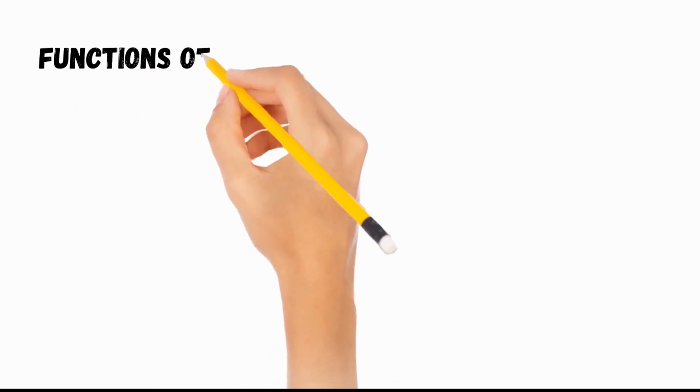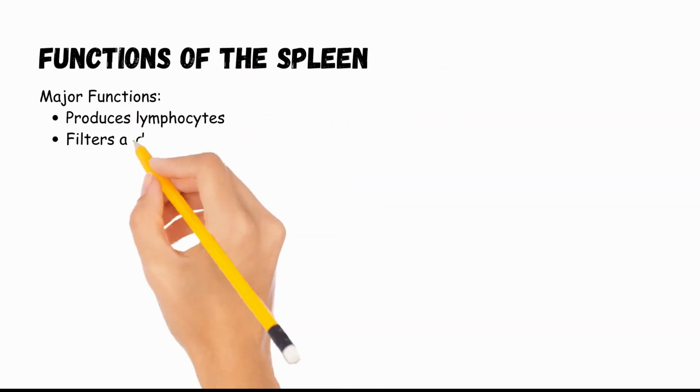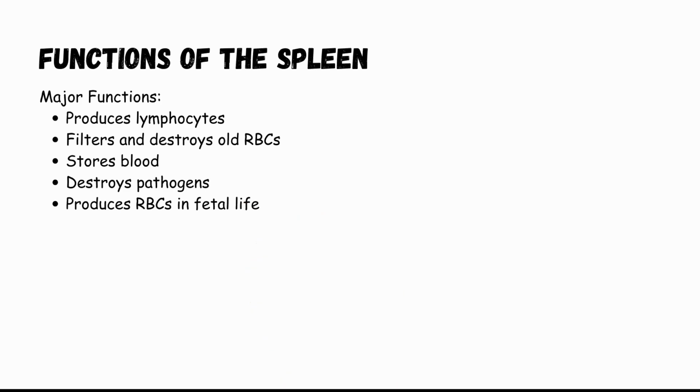The spleen performs several vital functions. First, it produces lymphocytes and supports immune responses. Second, it filters blood by removing aged or damaged red blood cells. Third, it acts as a reservoir by storing blood. It also destroys bacteria and other pathogens present in the blood. In fetal life, the spleen produces red blood cells, a process known as fetal hematopoiesis.